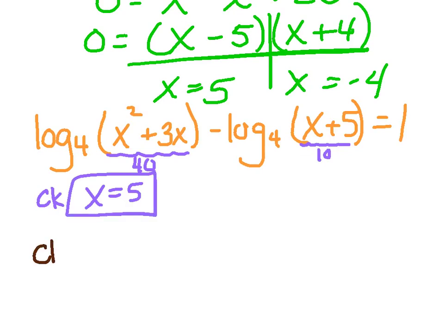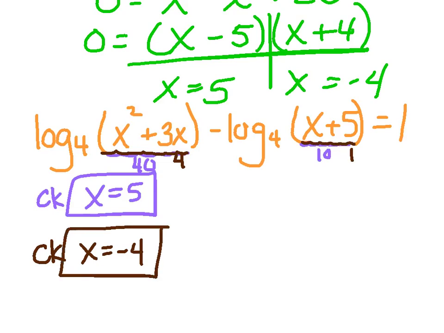I'm going to do the same thing with the negative 4. Whoops. When I plug negative 4 into x squared plus 3x, 16 minus 12 gets me a 4, so that checks there. And negative 4 plus 5 is a 1, so that checks there. So in fact, both of these check. So my solution is negative 4 and 5.